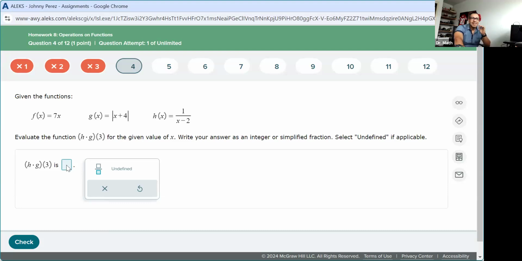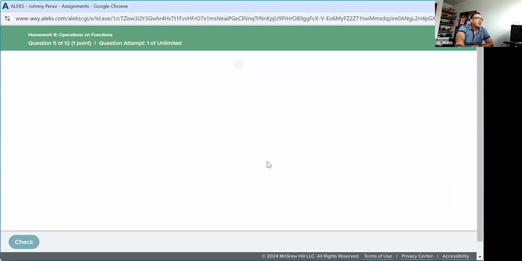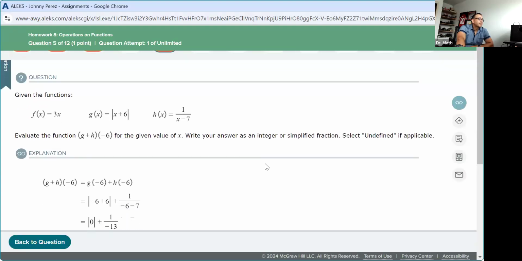But again, the idea stays exactly the same. So let's see. This one, all you're doing is plugging in negative 6 for g. All right, right here you can plug in negative 6. That'll be 0. For h, you plug in negative 6. This is going to give you negative 13 on the bottom. So notice on this one, you're going to end up with a fraction. So let me just show you.